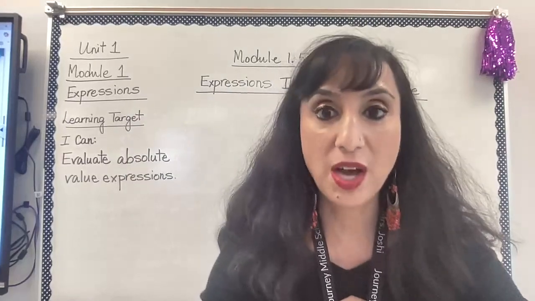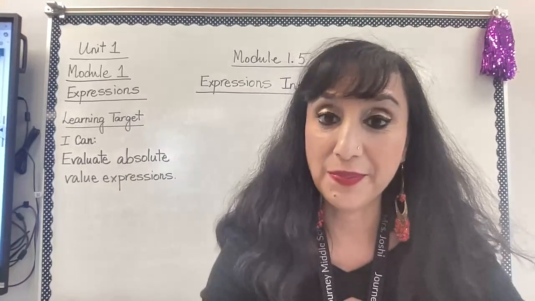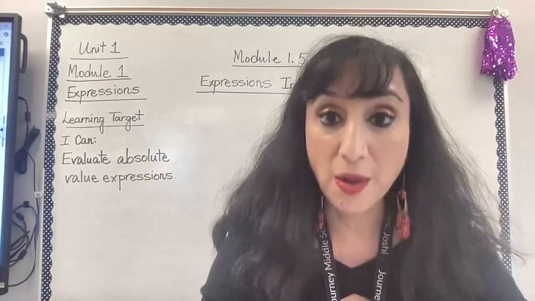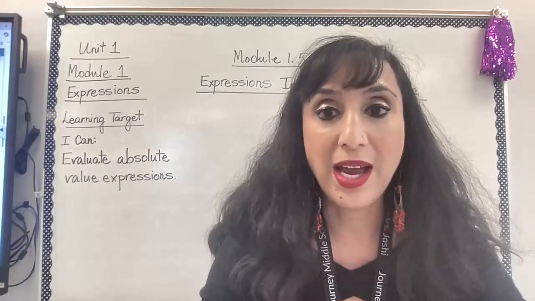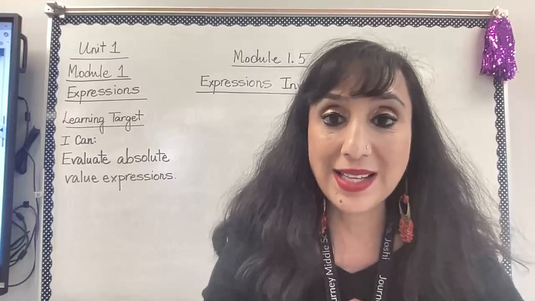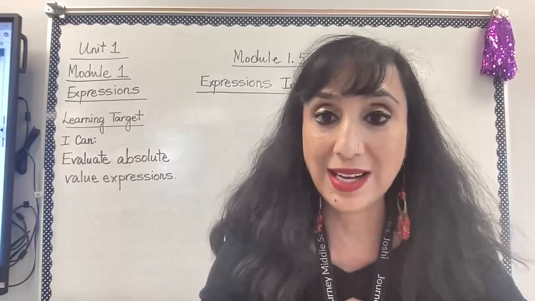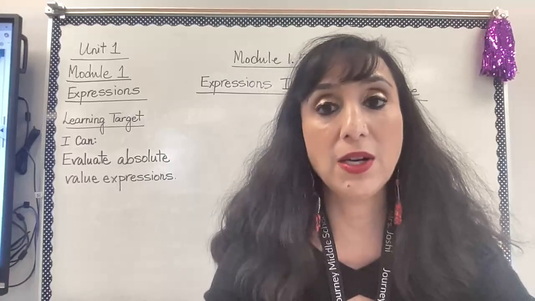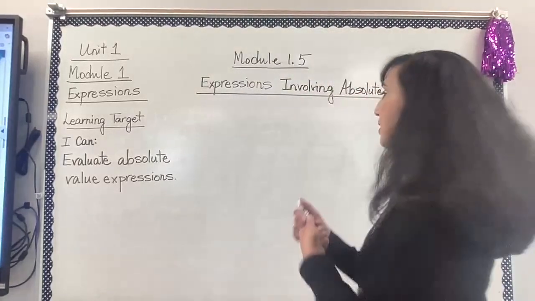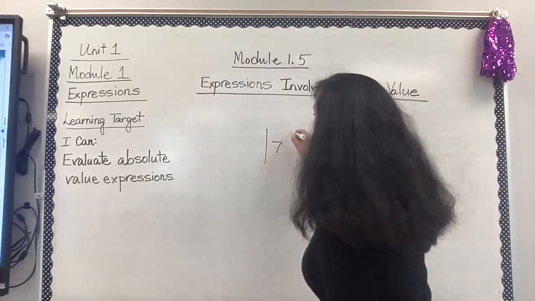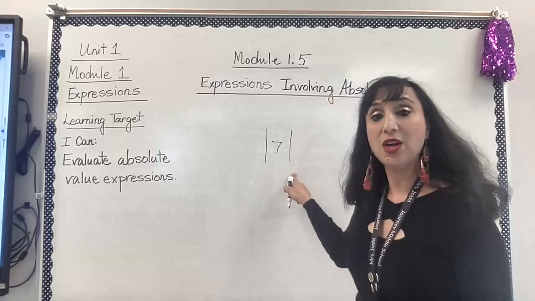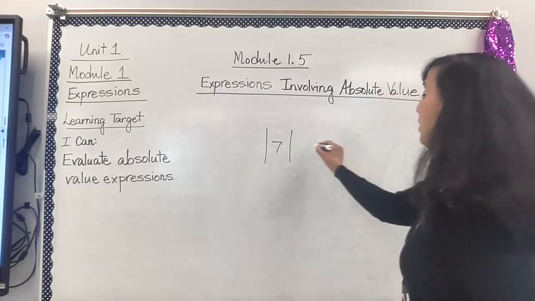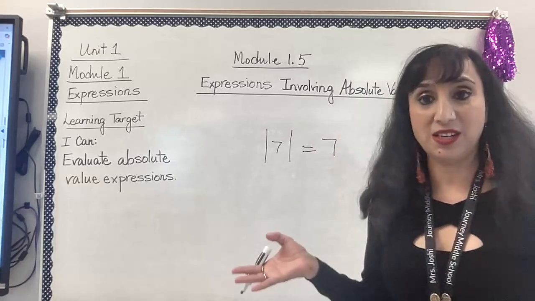So let's quickly refresh our memory. What is absolute value? Absolute value is the distance of a number from 0 on the number line. Two integers, or two numbers, can have exactly the same absolute value. So if I say, what's the absolute value of 7? And I'm going to write it like this, and this tells me that this is absolute value. So how far is 7 from 0 on the number line? It is going to be 7 because distance is positive, right?